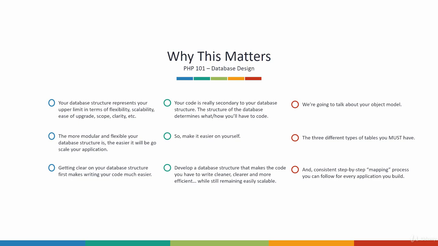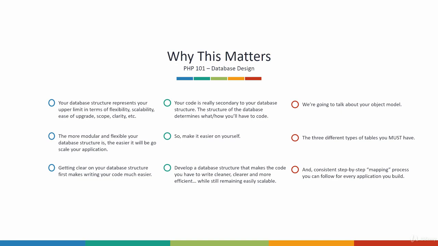And as I said, the more modular and flexible your database structure is, the easier it's just going to be for you to scale your application. And getting clear on your data model, your database structure first, makes writing your code much easier. The code almost kind of writes itself once you have this stuff in place, because you kind of see how you need to connect it all together, and it's your code that ultimately does that. And as I said, your code is really secondary to your database structure. The structure of your database will determine how you're going to have to code, what kind of code you'll have. So what you want to do is make it easier on yourself. And you want to develop a database structure that makes the code that you have to write cleaner, clearer, more efficient, while keeping it all still really flexible and scalable. So we're going to talk about your object model, maybe something you may have never worked on or dealt with before.